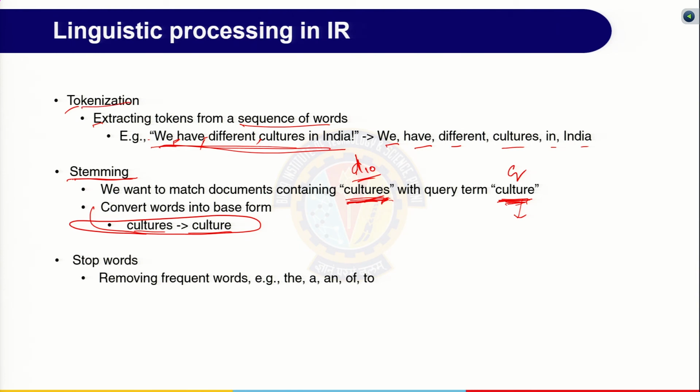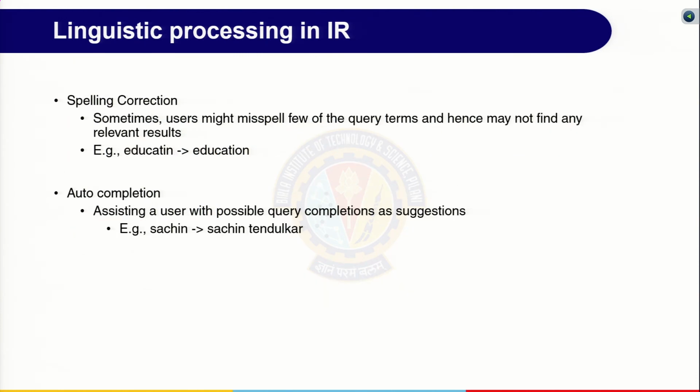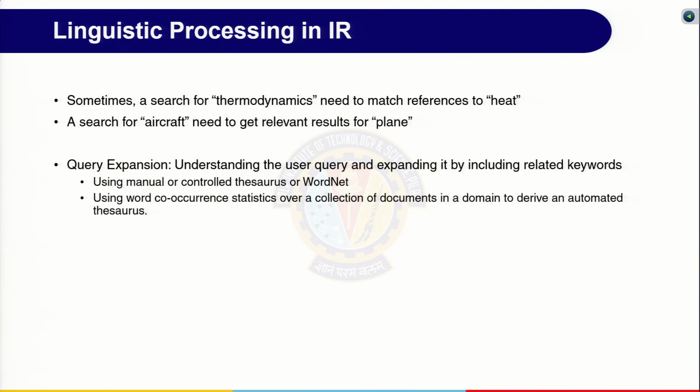So after tokenization, we do stemming, and then we do stop word removal. That is nothing but all the obvious terms like a, the, of are removed from the query as well as the documents, so that they won't add any noise to our process. We also do some spelling correction, like if you have any misspelled words in your document or in your query, we correct them. And also we can do auto completion, assisting a user with possible query completions. Like in Google, when you're typing, let's say Sachin, Google might suggest, are you searching for Sachin Tendulkar. So the auto completion would also help us in improving our query efficiency.